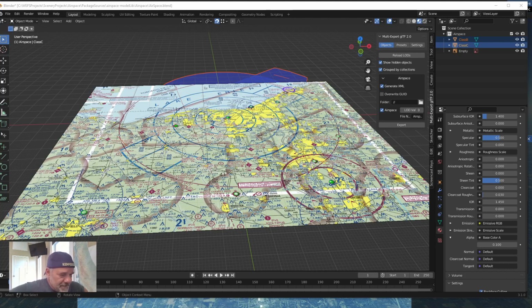Today is Fun Friday. I'm just messing around with things and having some fun, seeing what kind of trouble I can get myself into. So basically what I did today was I took a sectional of the Cleveland, Ohio area, and we have Cleveland Hopkins Airport here. We got Burke Lakefront here. We have Akron Canton, and basically there's Mansfield.